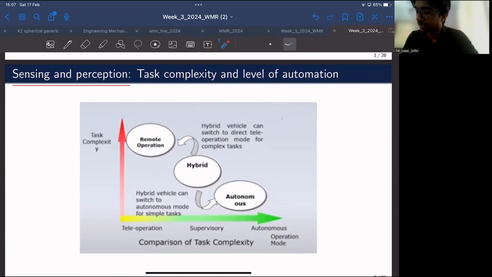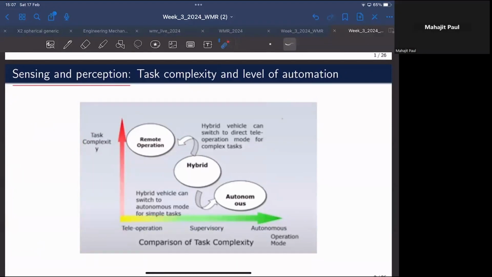The first slide I would like to share, which you might have seen in the lectures, is a graph that correlates the complexity of a task and the level of autonomy. This axis shows the level of autonomy. Starting from teleoperation, which has zero level of autonomy, if you go all the way along this axis, you end up with a fully autonomous mobile robot. Whereas this axis depicts the increasing level of task complexity.